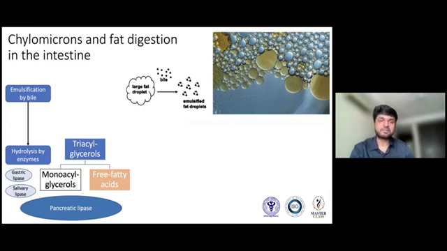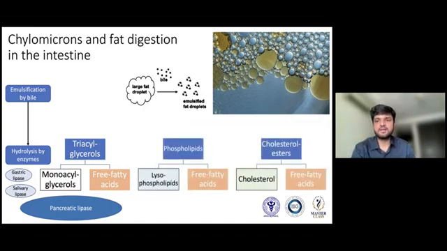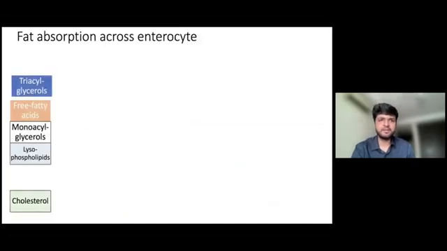fuels that we have. So triacylglycerols are broken down into monoacylglycerols and free fatty acids. Phospholipids are broken down into lysophospholipids and free fatty acids. And cholesterol esters are broken down into cholesterol and free fatty acids. So once we have all these moieties, we have free fatty acids, monoacylglycerols and lysophospholipids as well as cholesterol, then they need to be absorbed.